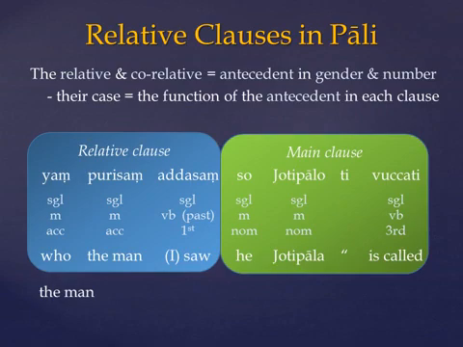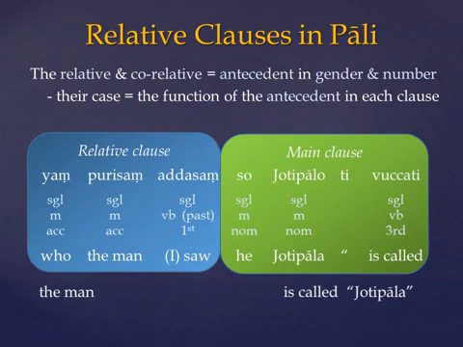And if we now take the main clause, we can see that the pronoun so is in nominative case, and that the verb is a third-person singular verb which matches that pronoun, and so we can assume that the man is the subject of the verb. So we can write out the main clause as, the man is called Jyotipala.